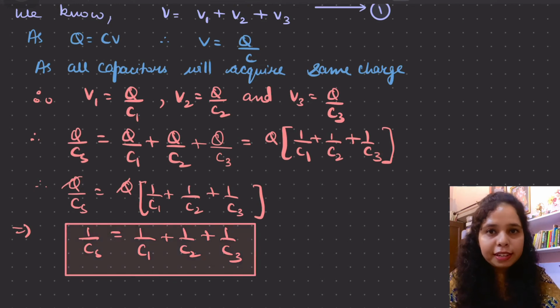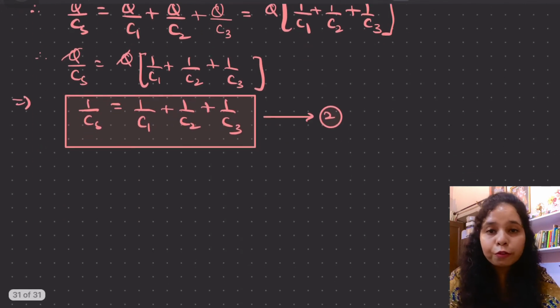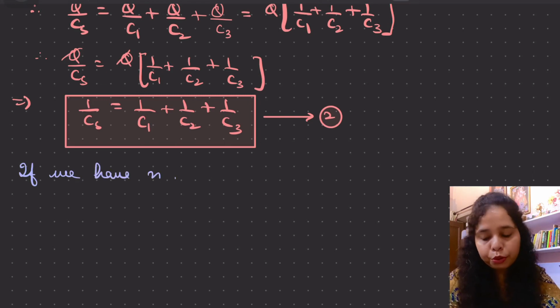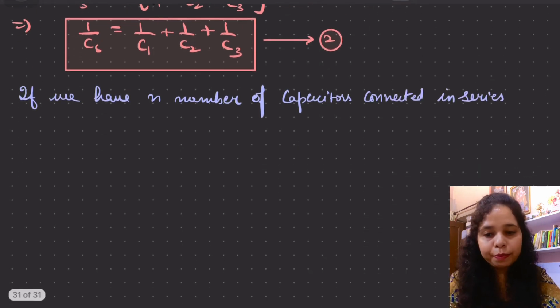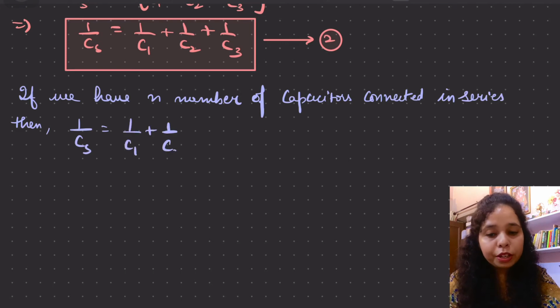So this is the final expression for the resultant capacitance of the capacitors when they are connected in series. We will mark this equation as equation number 2. And now if we have n number of capacitors connected in series, then in that case we can say 1 upon CS is equal to 1 upon C1 plus 1 upon C2 plus 1 upon C3 and so on, plus 1 upon Cn.